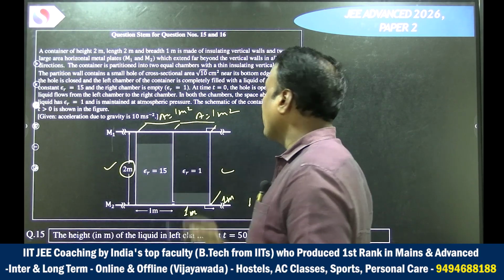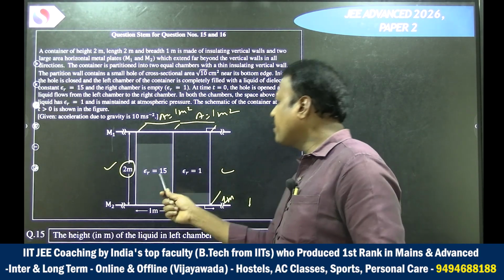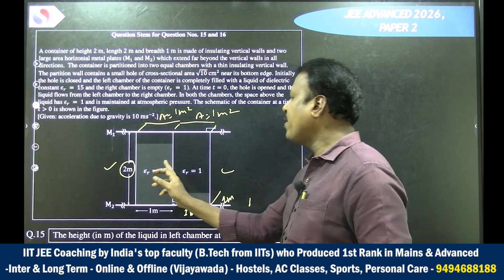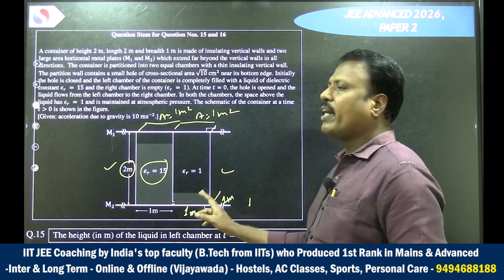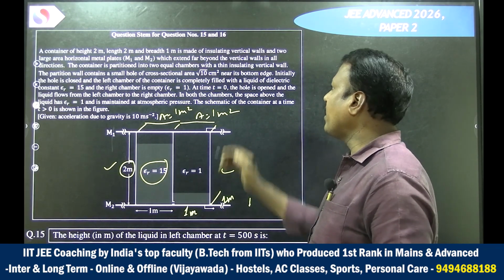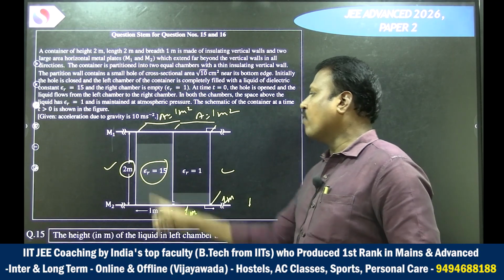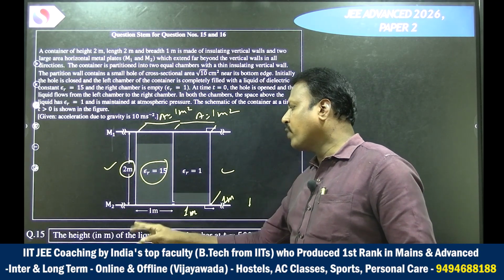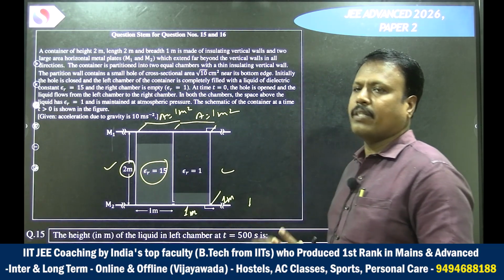Both areas are given as 1 meter squared. Okay, now at t equal to 0, this first chamber is completely filled with a liquid of dielectric constant 15, whereas the second chamber was kept vacant. In this problem, what they are asking is, after a time t equal to 500 seconds, what is the height of the liquid in chamber 1? This is chamber 1 and this is chamber 2.